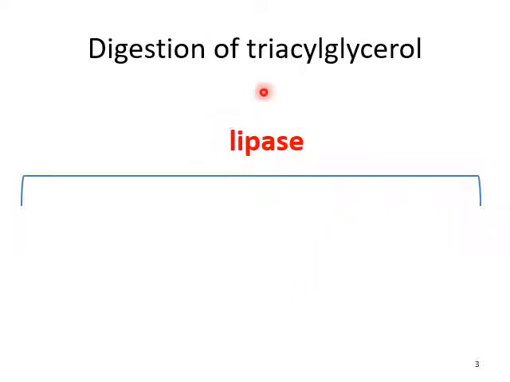For digestion of triacylglycerols, which are the most predominant lipids in our diet, we have lipase enzymes, and there are three different types of lipase. One is lingual, which can be found in the mouth, and then we have the gastric lipase, which is found in the stomach, and we have the pancreatic lipase, which is secreted from the pancreas into the small intestine.